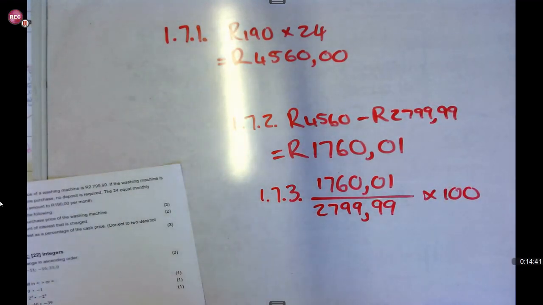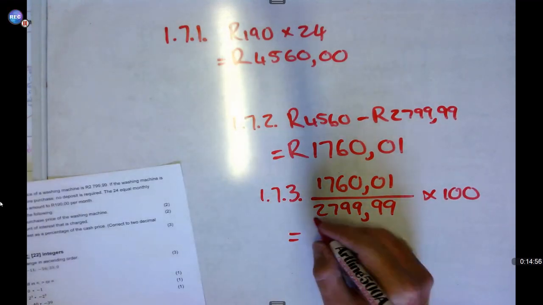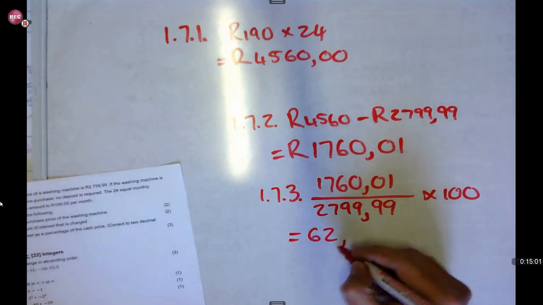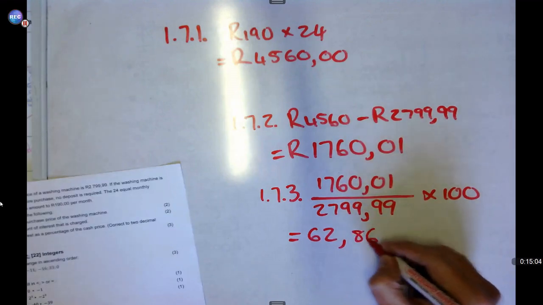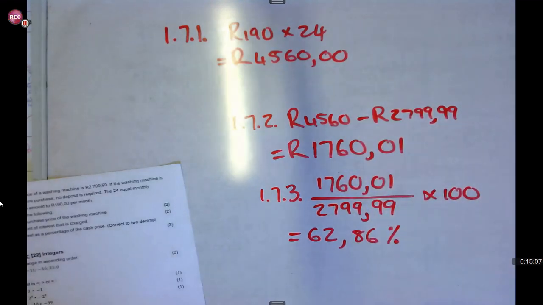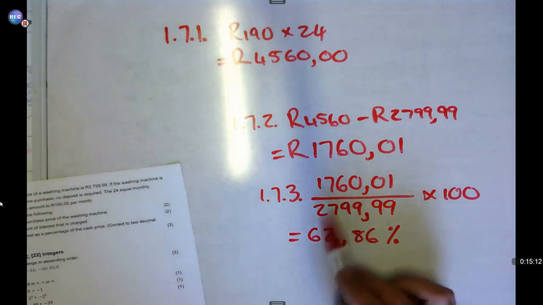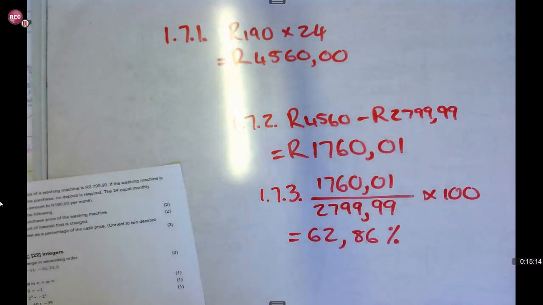So if we put 1760.01 over 2,799.99 and we multiply that by 100, we will get a percentage interest rate of 62.86% in this case. So that is how much interest they will charge you on the original cost price for that washing machine, if you purchase it on hire purchase.